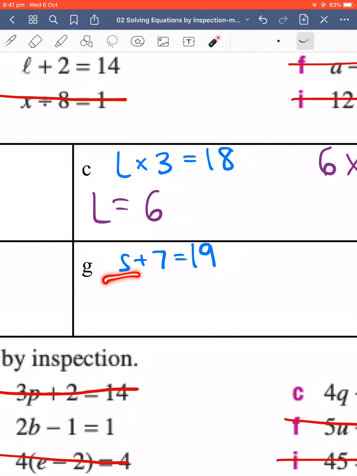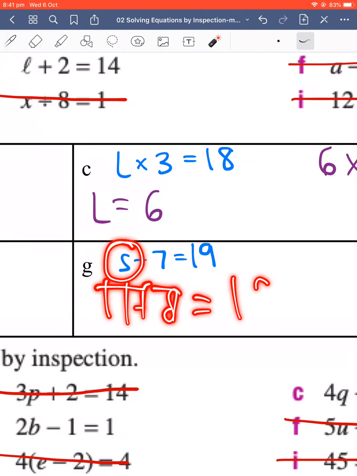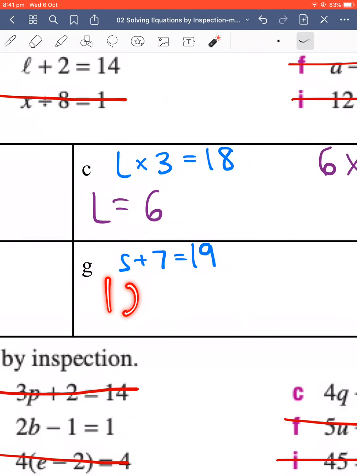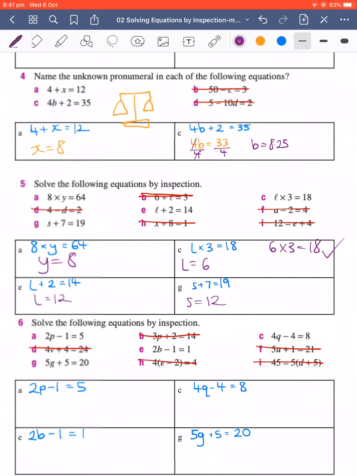Next one, so a number plus 7 equals 19. So let's have a go at some numbers. Let's try 11. 11 plus 7 is 18. Really close. So let's try 12. 12 plus 7 is indeed 19. So my answer is 12.